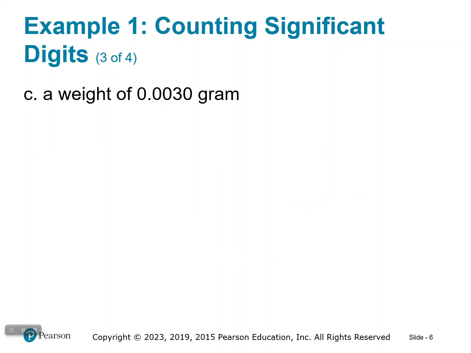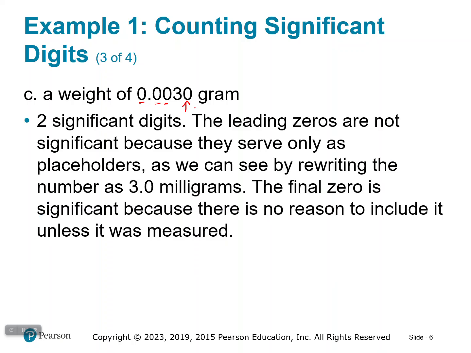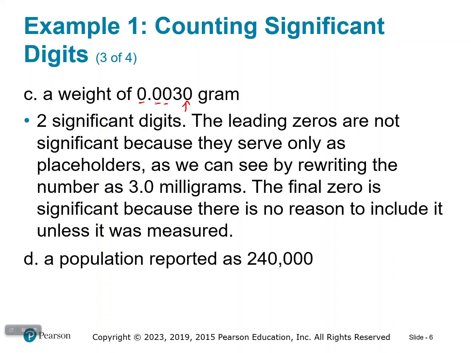A weight of 0.0030 grams, remember, placeholder, placeholder, placeholder, significant. So there's 2 significant digits. The leading zeros are not significant. We could rewrite it as 3.0 milligrams. The final zero is significant because there's no reason to include it unless we knew it, right?